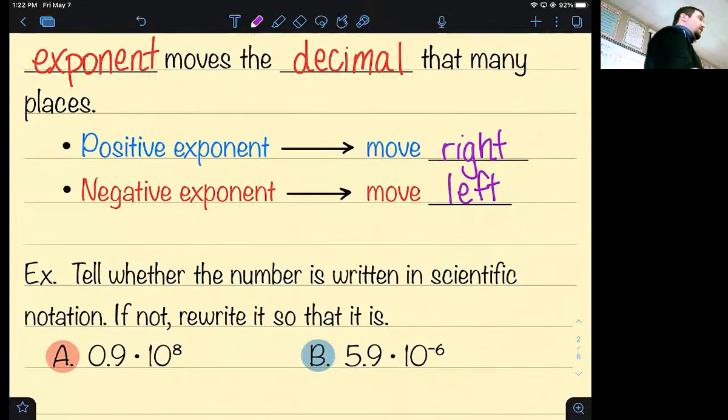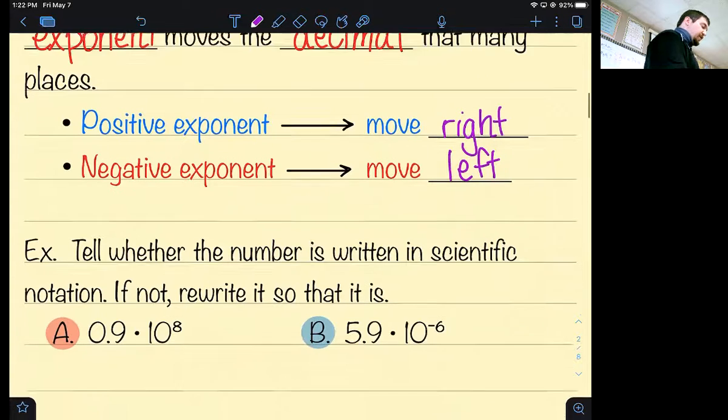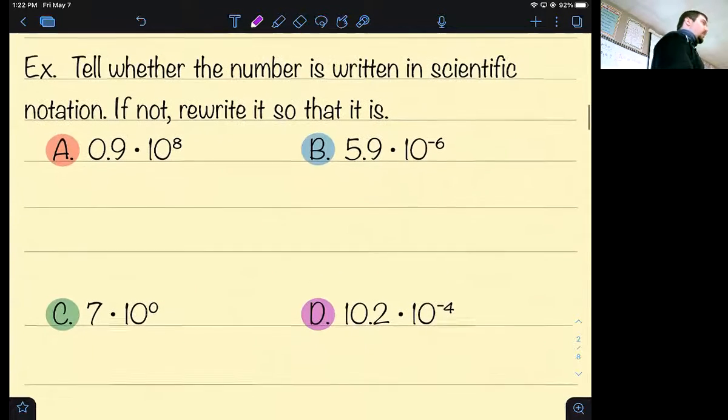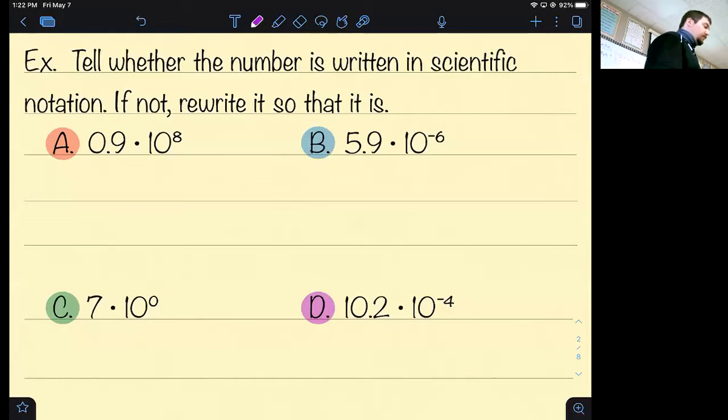Okay, so before we do anything with scientific notation, I want to be very clear on whether or not we know what it looks like. Some of these numbers are in scientific notation, and some of them are not. I want you to identify which ones are not. And if they're not, we're going to change them so that they will be.